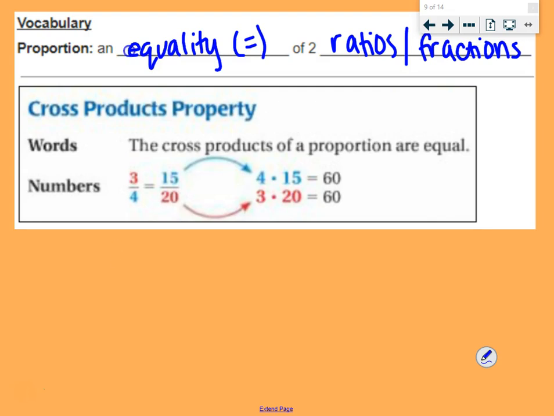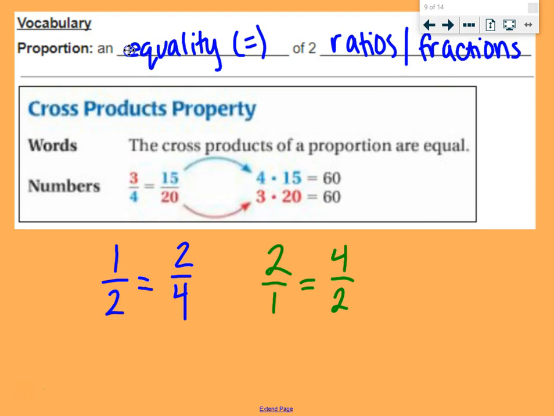So that could be like 1/2 equals 2/4 because they're the same thing. Or 2/1 equals 4/2 because those are also the same thing. It's an equality of two ratios or two fractions.